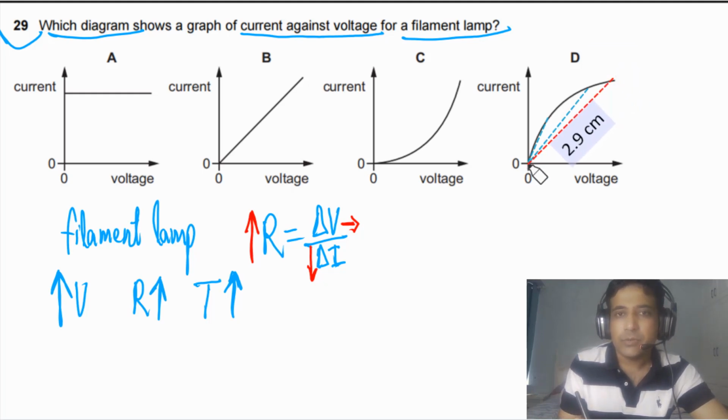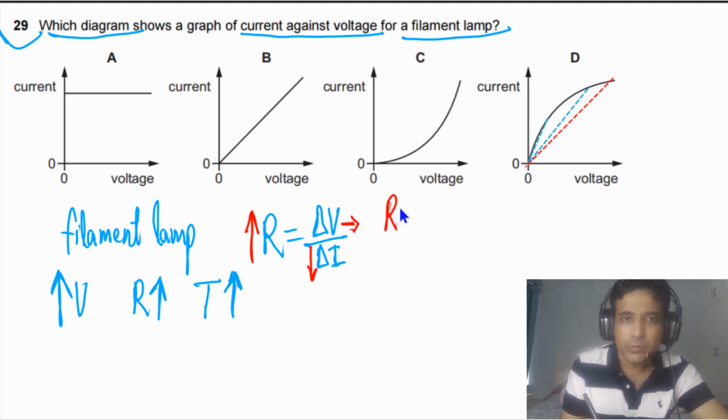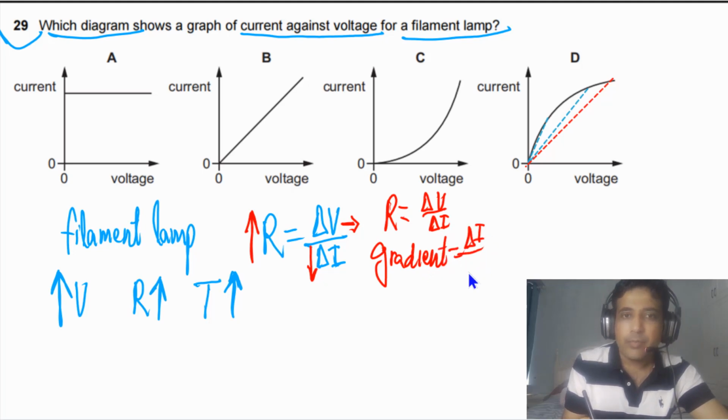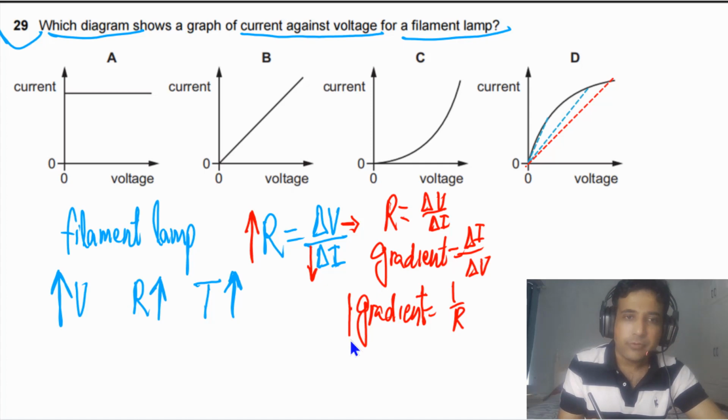Also in this case, you can see resistance is equal to delta V by delta I. But for this one, you can see the gradient is equal to delta I by delta V. So we can say gradient is equal to 1 over R. And in this case, you can see the gradient of this secant line is decreasing. If this gradient is decreasing, it means R has to increase. So in this case, resistance is increasing with voltage.